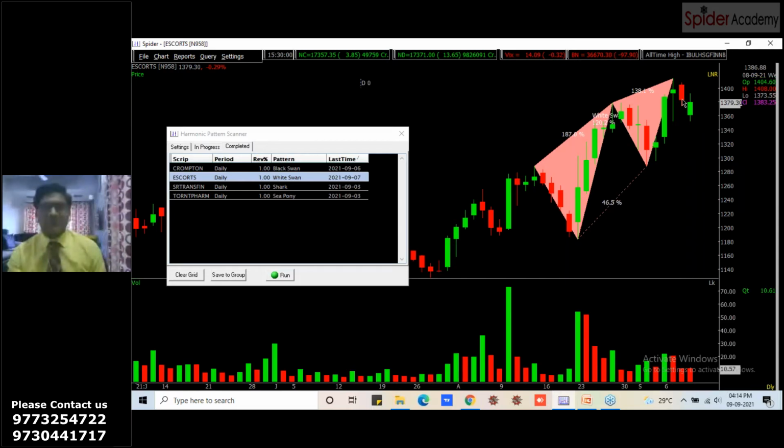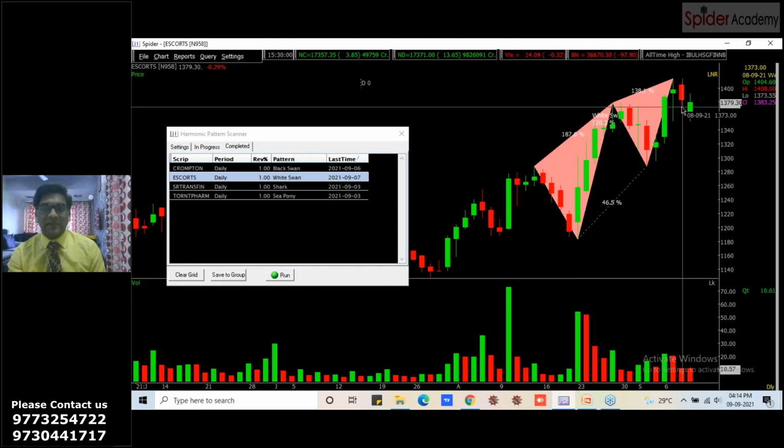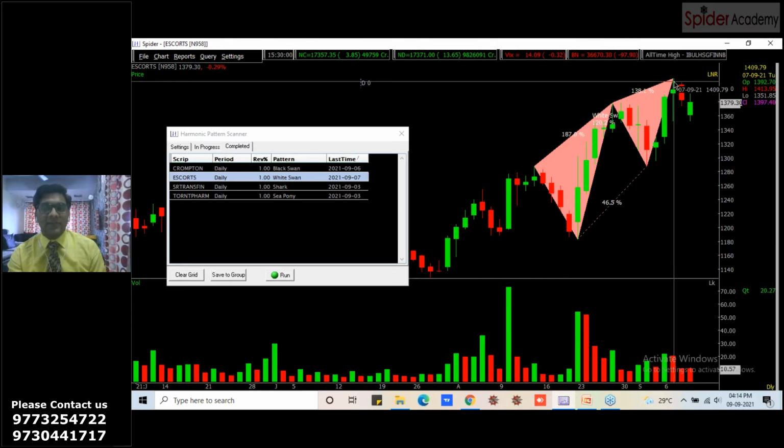Suppose we get an inside bar. Whatever the low is for that inside bar, that is this second candle, if that low is broken, then also we can go for the short side. The reason is that we have not broken the high of this particular candle where it got completed. So Escorts is still on the short side.